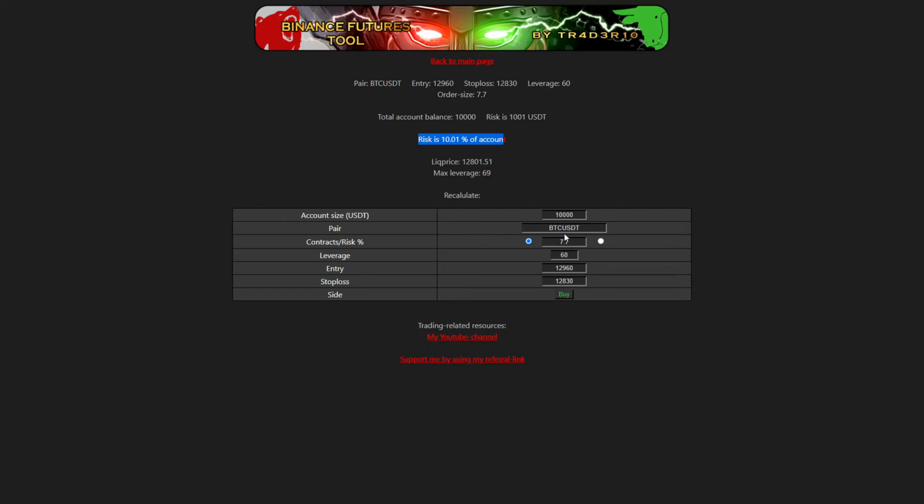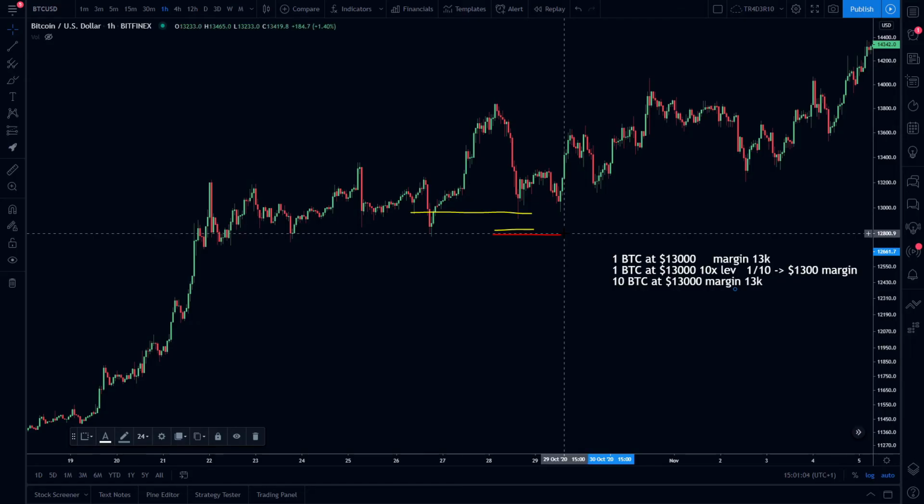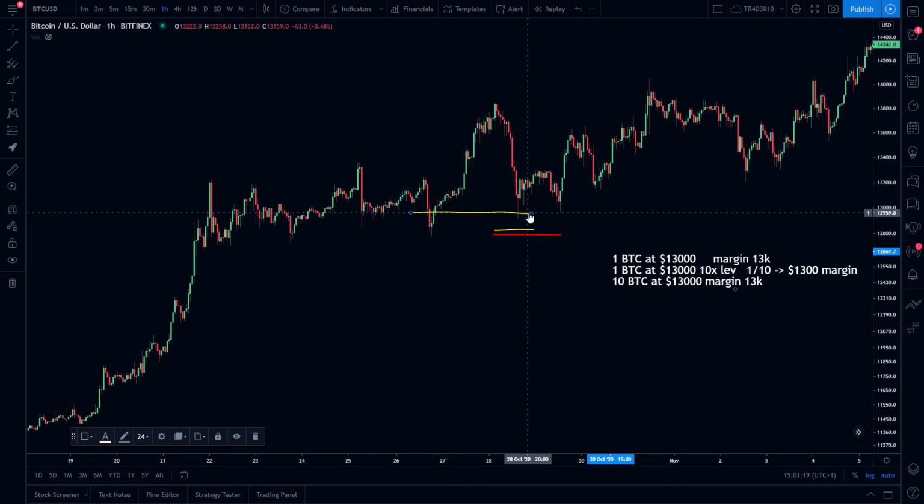Now you're risking 10% of the account. That's way too much. I will also come back to explaining that. So you should do proper risk management. You will learn after a while that too high of a risk is bad long term. You can have some lucky trades, but this will come back and haunt you later if you do too high risk.